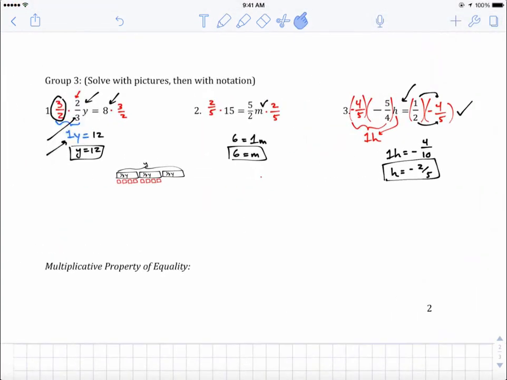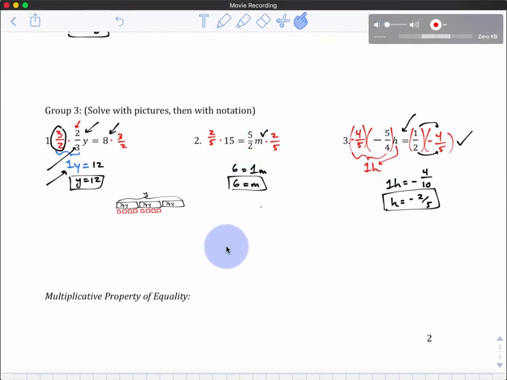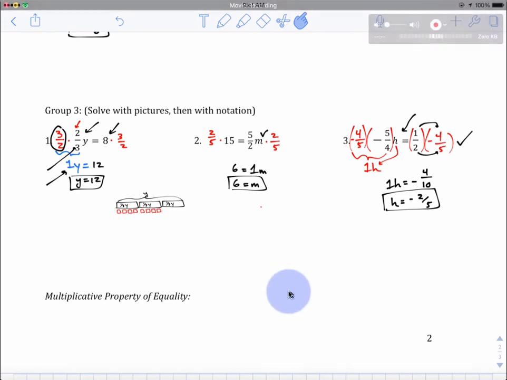And what we've been doing here is actually part of the multiplicative property of equality, which says, and I would write this down, whenever you have an equation, you may multiply or divide both sides of that equation by the same number, and that equation will remain true.